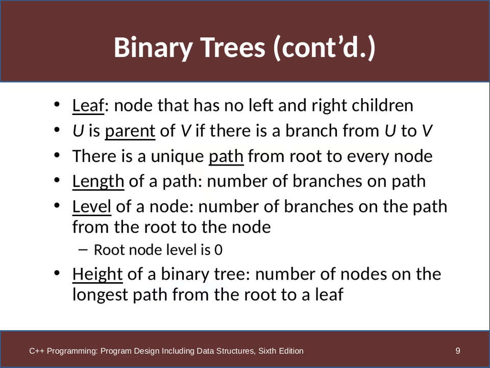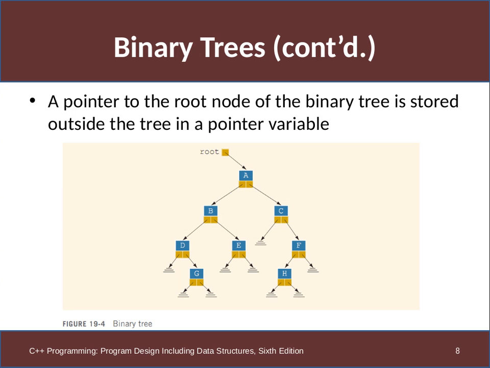Nothing yet? All right. So the leaf, we said, has no children, like the leaf of a tree. A parent of V is U if there's a branch from U to V, in other words, a parent of a node is directly above it. All right, point 3. There is a unique path from the root to every node. Does that seem obvious? Can anyone explain to me why, at least intuitively? This is not a math class, so we're not going to prove it formally. But why is there always a unique path from the root to some node?